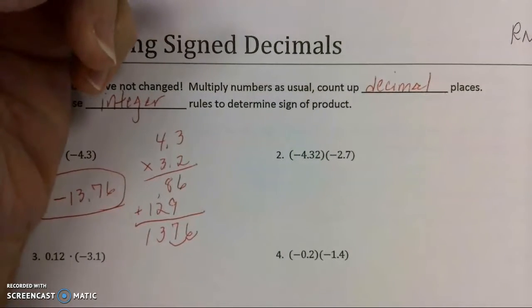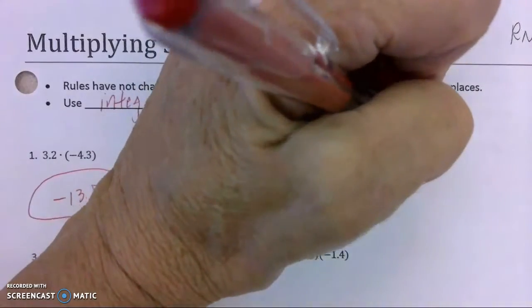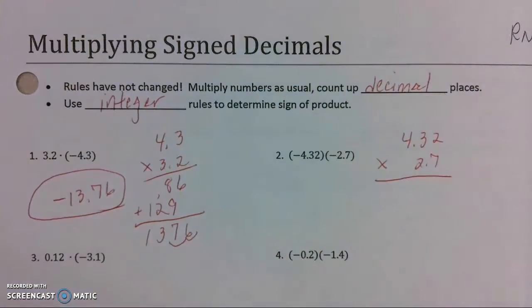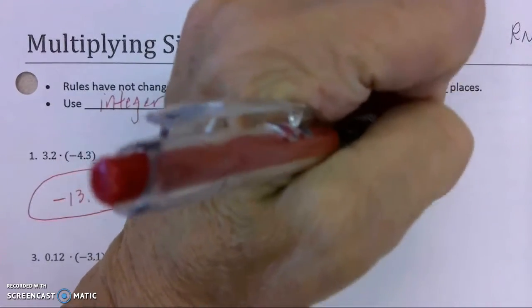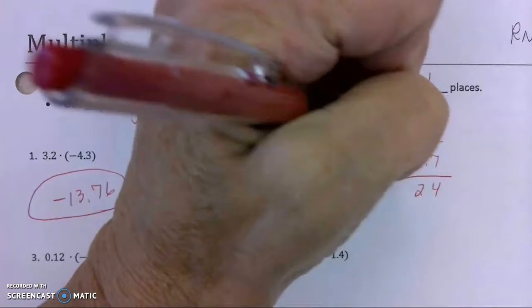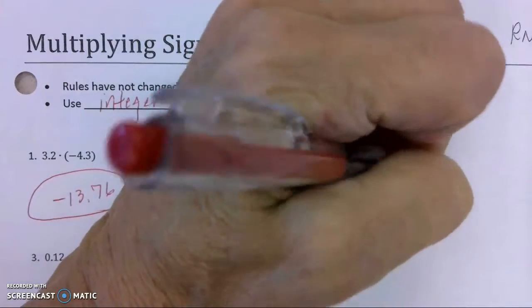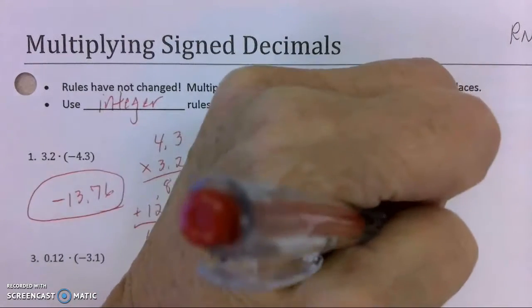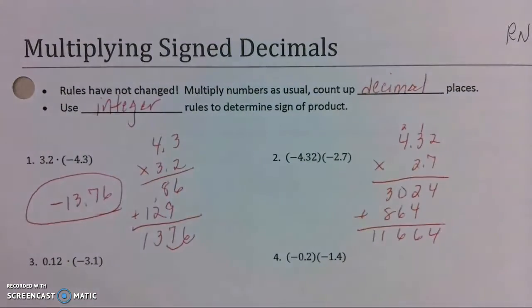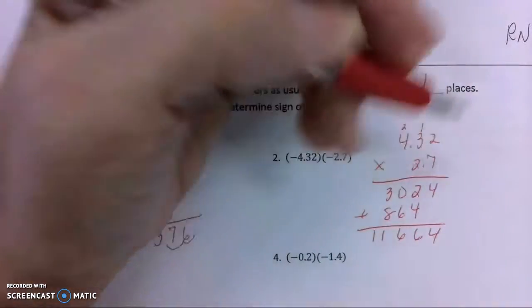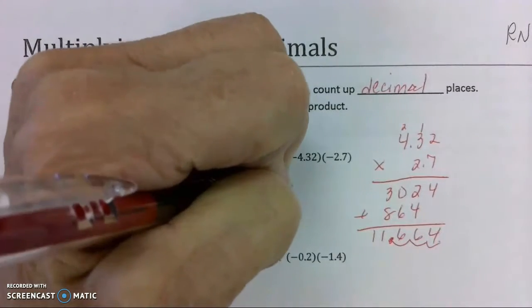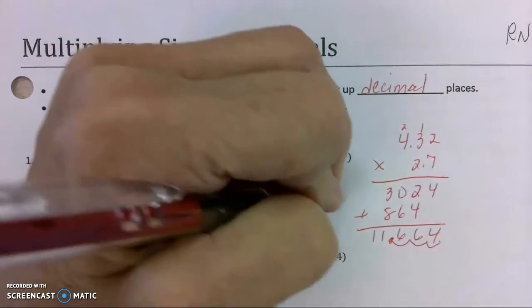Number 2, I'm multiplying 2 negative numbers. I know that my answer will be positive. So now I just go through and I multiply. 7 times 2 is 14. 21 plus 1 is 22. 28 plus 2 is 30. 2 times 2 is 4. 6, 8, and add. 4, 6, 6, 11. Count your decimal places. 1, 2, 3. 1, 2, 3. And my answer is positive 11.664.